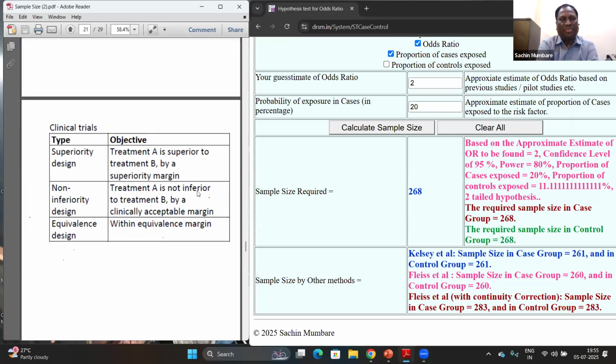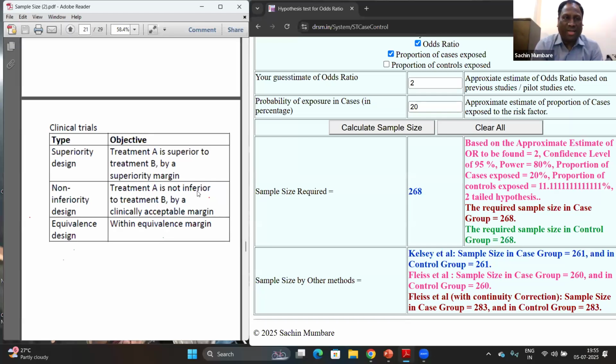And what happens most of the times is that the type of clinical trial is not mentioned. I'll request each one of you to mention it. And if it is not mentioned, it is implied that it's a superiority type of design, in which it is tested whether the test drug or test treatment is superior to the one already in existence, or placebo, by a superiority margin. I will explain what we mean by superiority design.